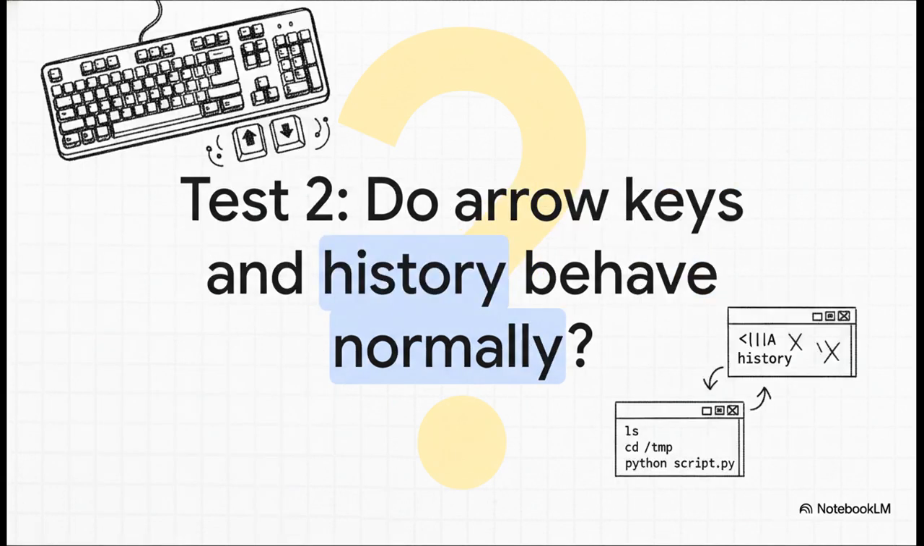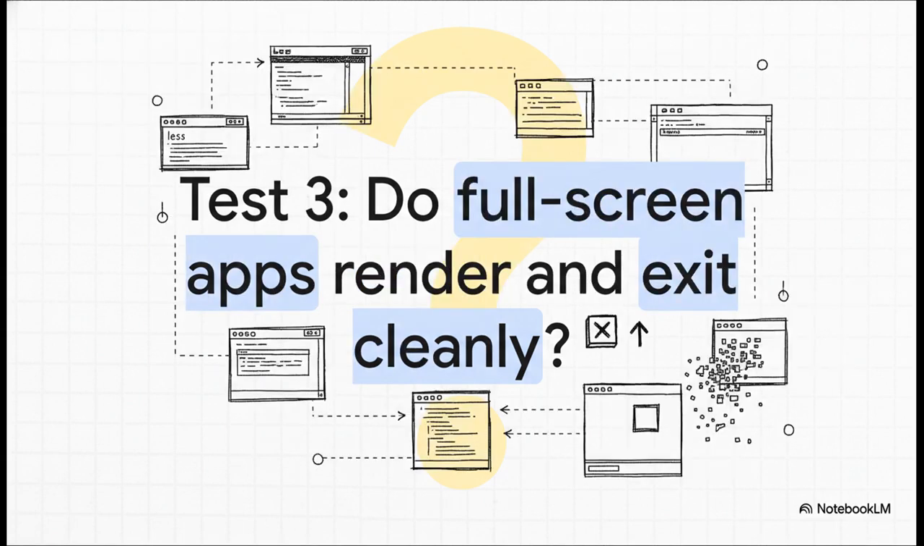Okay, test number 2, the arrow keys. Just hit the up arrow. Are you seeing your last command? Can you scroll through your history, or are you still getting that weird garbage? If your arrow keys work, it means your remote shell finally understands your terminal's language. So much better, right?